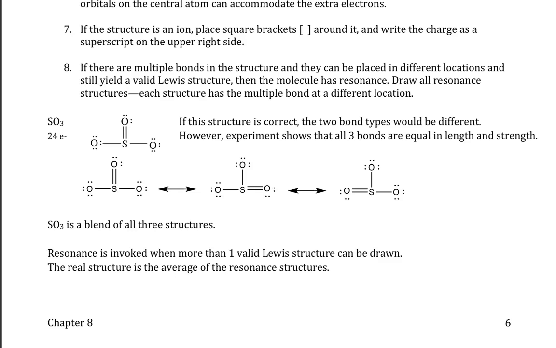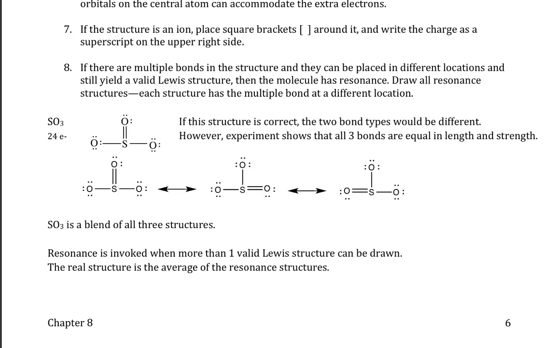Rule 8: if there are multiple bonds in the structure, so if we didn't have enough electrons for a bunch of single bonds and lone pairs, so we had to draw multiple bonds, and they can be placed in different locations and still yield a valid Lewis structure, then the molecule has resonance. And you draw all resonant structures. Each structure has a multiple bond at a different location.